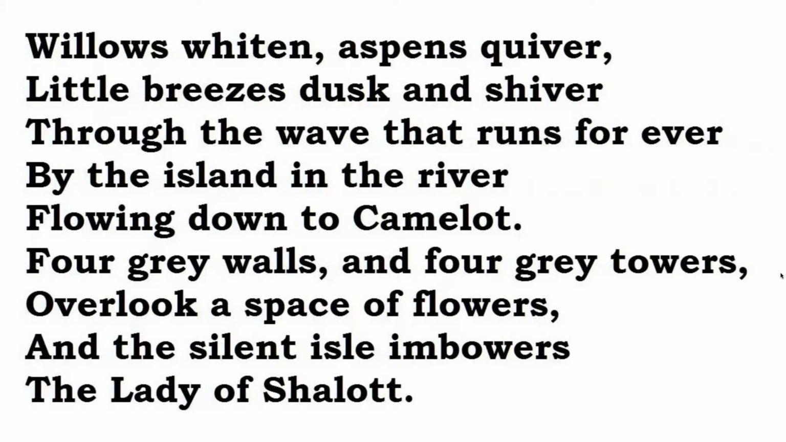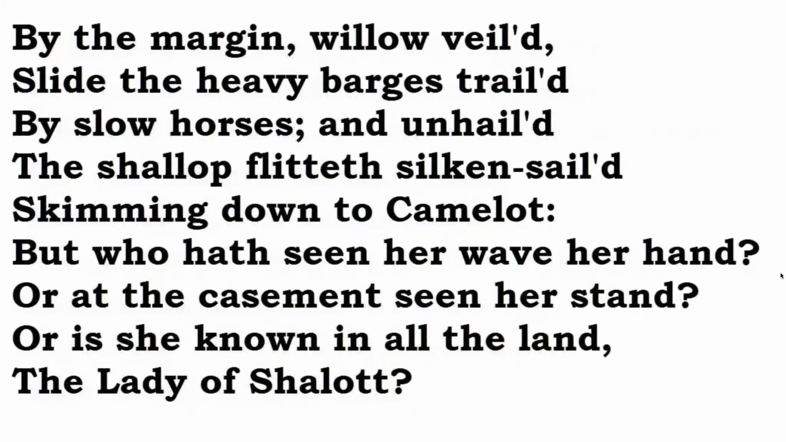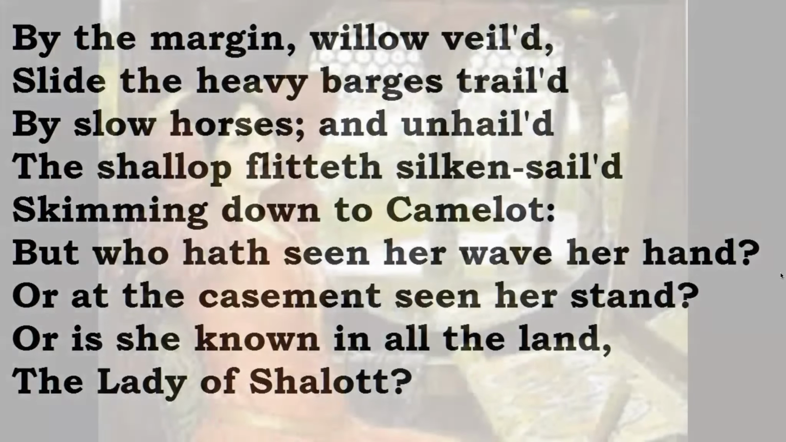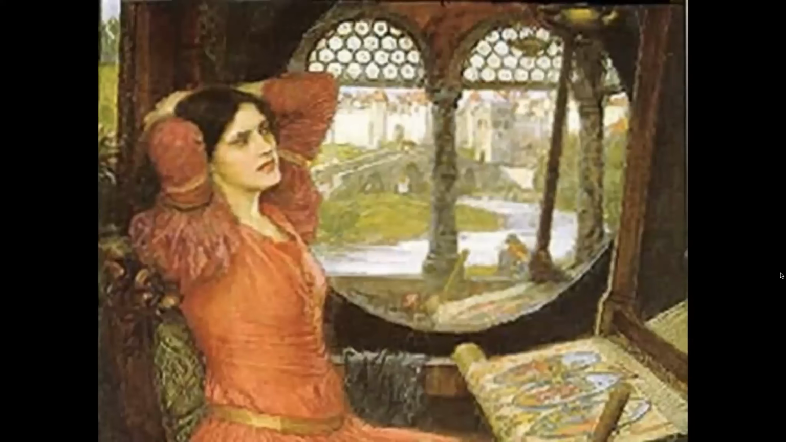Four gray walls and four gray towers overlook a space of flowers, and the silent isle imbowers the Lady of Shalott. By the margin, willow-veiled, slide the heavy barges trailed by slow horses, and unhailed, the shallop flitteth silken-sailed, skimming down to Camelot. And who hath seen her wave her hand, or at the casement seen her stand? Or is she known in all the land, the Lady of Shalott?